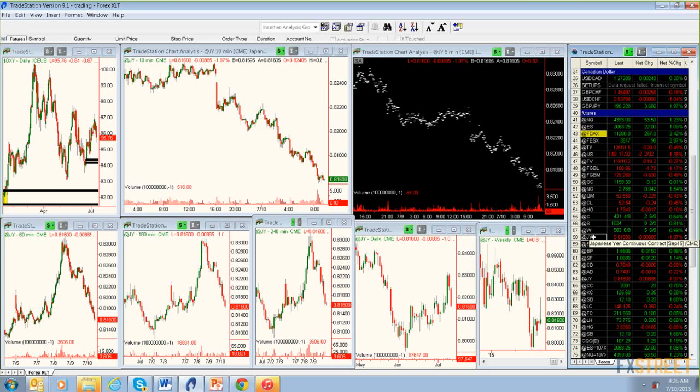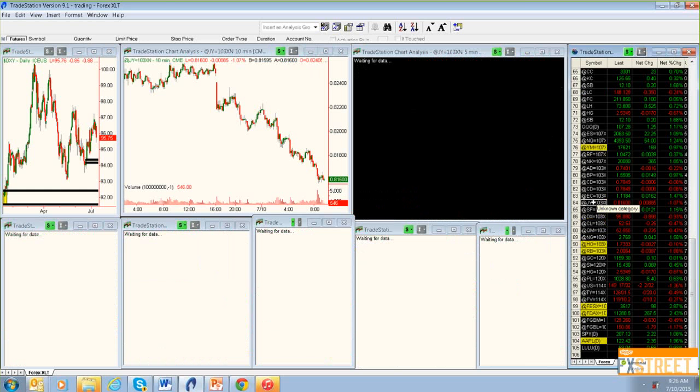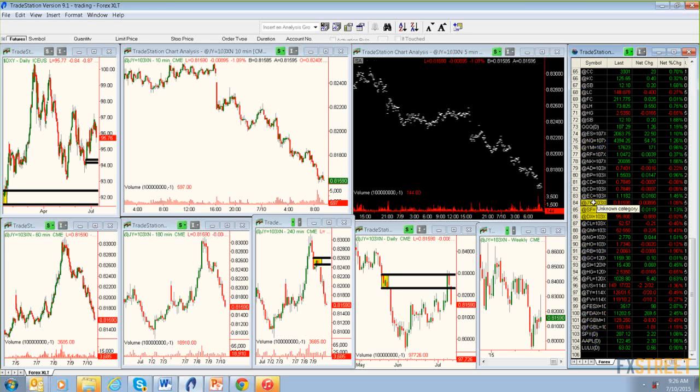Yes, we can certainly look at gold next. All right, here, that's the wrong one. This is the yen chart we looked at last time. Right there. There we go.